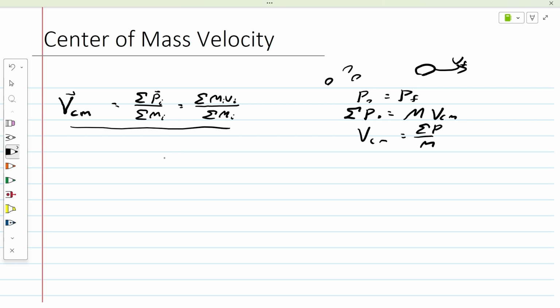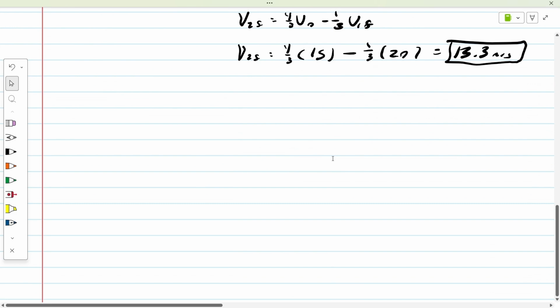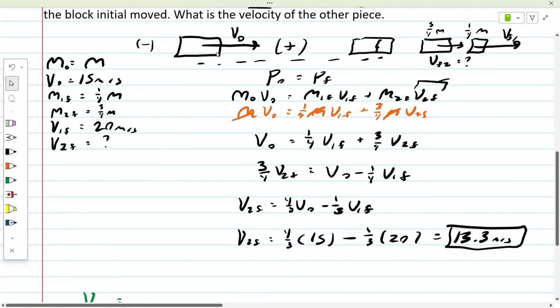So let's go back to that initial problem, and let's solve for the velocity of the center of mass using our final velocities and see why this matters. We know the velocity of the center of mass initially, let's do this in a different color. There's only one piece initially. There's only this initial block.